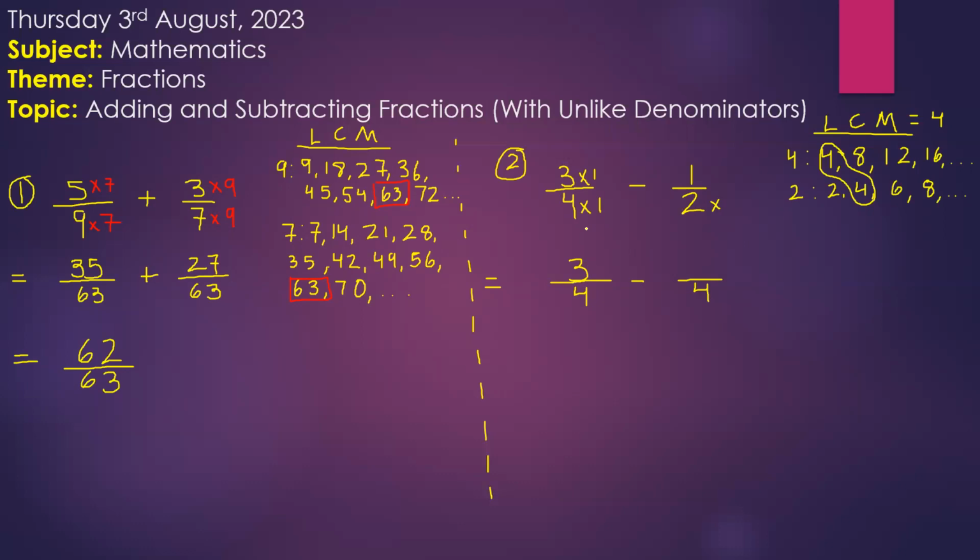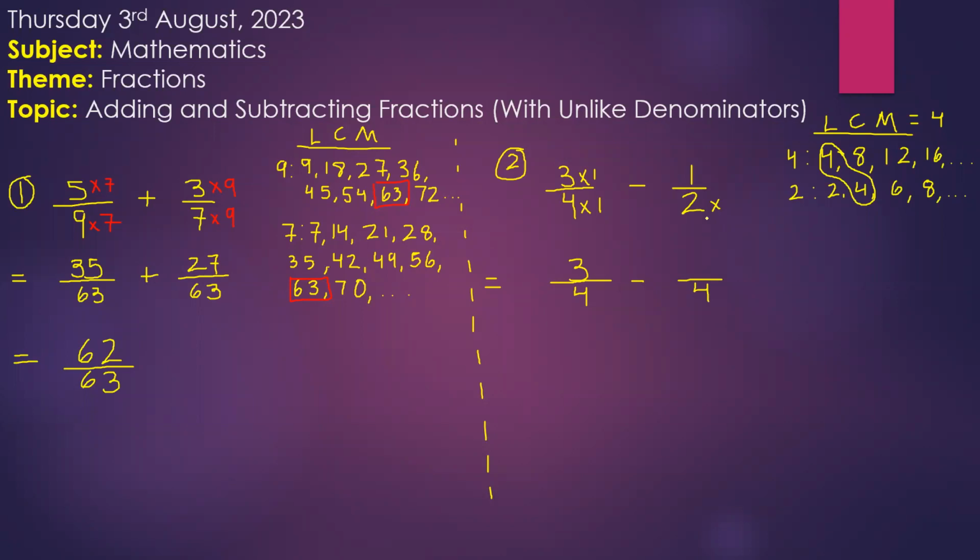So whatever we multiply at the bottom, we must do it to the top. Because you know what I did? I did 3 times 2, 4 times 2, so it gives me 8 at the bottom. 4 times 2 gives me 8. 2 times 4 gives me 8. And 3 times 2 gives me 6, and 1 times 4 gives me 4. So you use 8 as your LCM. But 8 is not the LCM. 4 is. Okay.